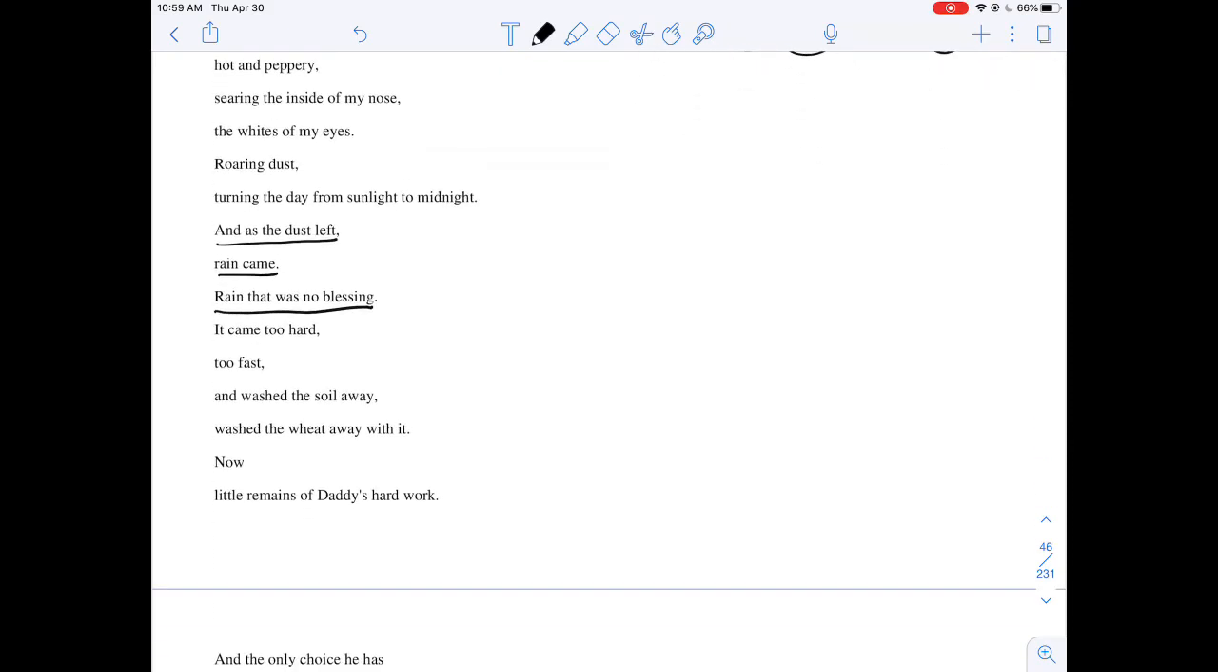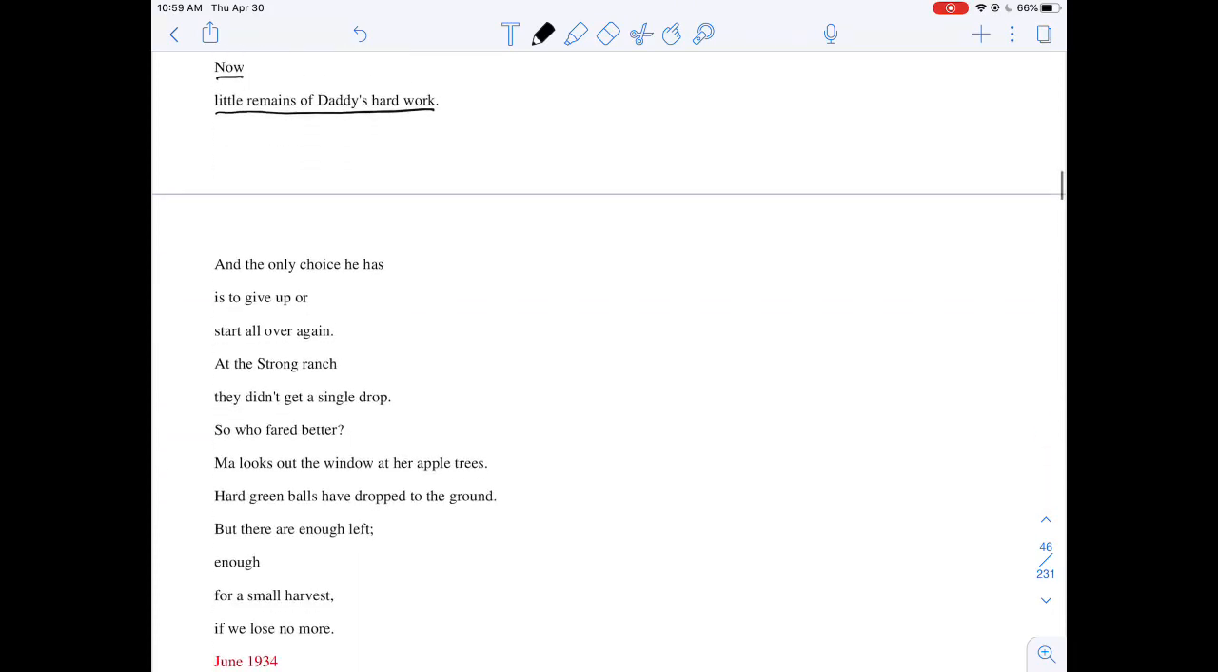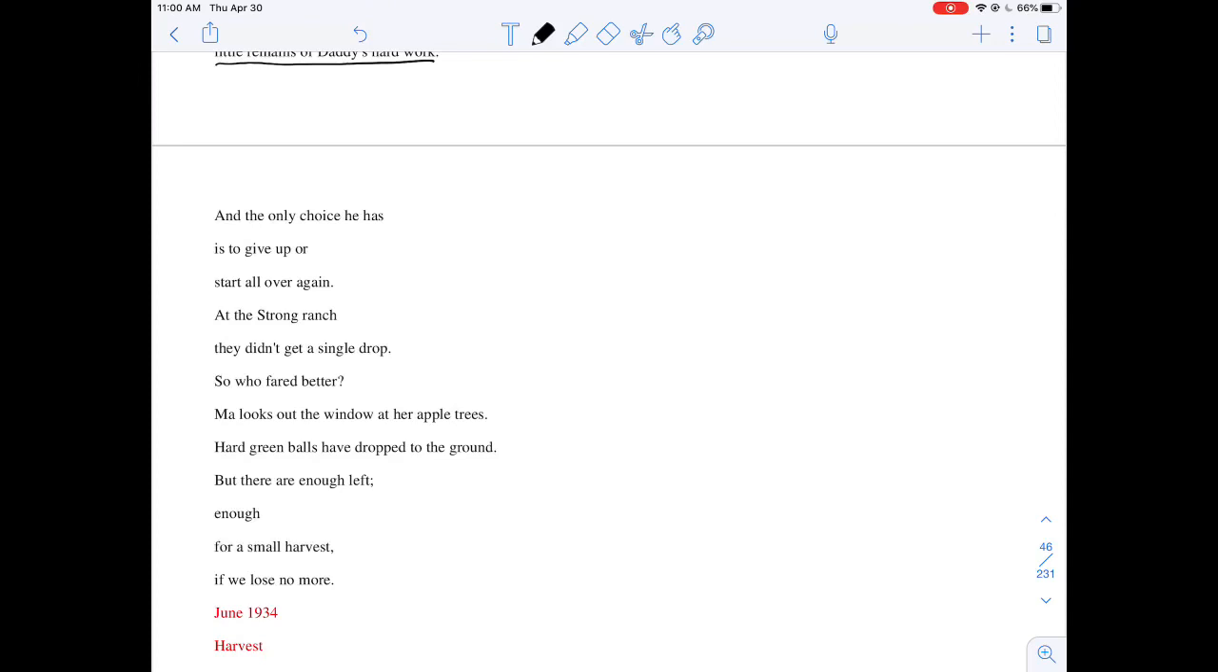It came too hard, too fast, and washed the soil away, washed the wheat away with it. Now little remains of Daddy's hard work. I think that's another phrase that expresses the tone. And the only choice he has is to give up or start all over again. At the Strong Ranch, they didn't get a single drop, so who fared better? Ma looks out the window at her apple trees. Hard green balls have dropped to the ground, but there are enough left, enough for a small harvest if we lose no more. I'm going to underline that last phrase there.